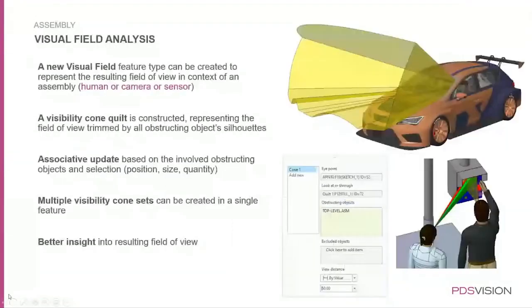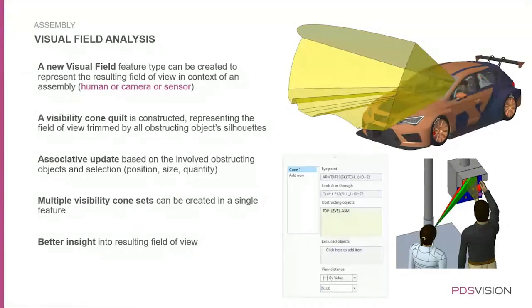Then visual field analysis is a new feature in Creo Parametric. The idea is that you give a focal point, then you give a look at or look through, so where do I want to look? Then you tell it what is limiting my field of view, and you may even exclude some of the objects, and it generates a quilt showing what a human, camera or sensor can see. And yes, you can have multiple of them as well.